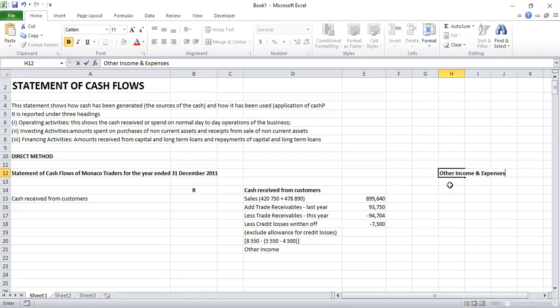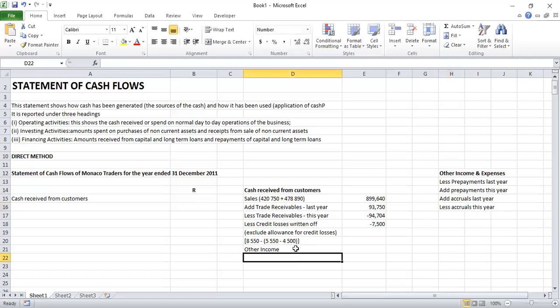What I'm saying here applies to all incomes and expenses. You subtract prepayments last year, if any, then add prepayments this year. The prepayments for last year were paid last year, so they didn't affect the cash flows this year, so we subtract them. But the prepayments this year were made this year, so we include them. Then we add accruals last year, because if it was an accrual last year, it was paid this year, so the cash flow happened this year. Then less accruals this year. Whenever you record an expense or an income, you should check if there are accruals and prepayments, and the treatment will be as above. And in this other income, we should exclude interest and dividends, because they will be accounted for elsewhere, as we shall see soon.